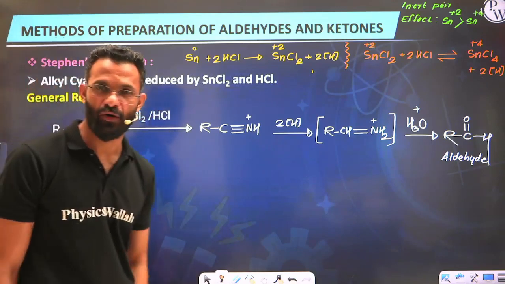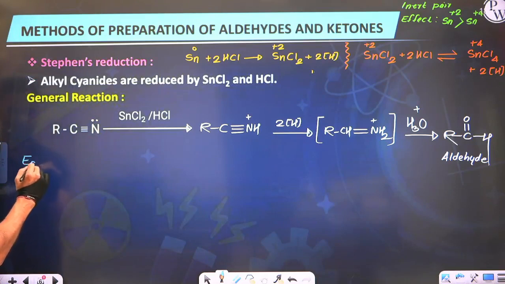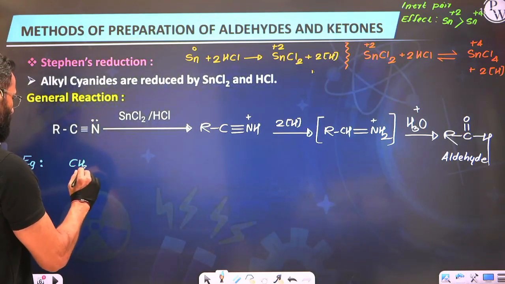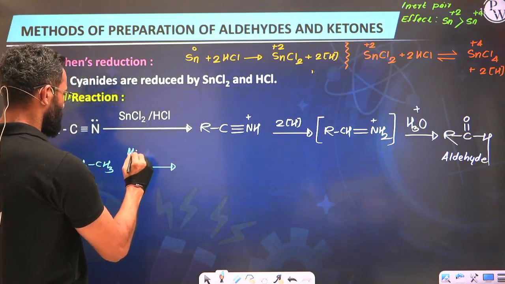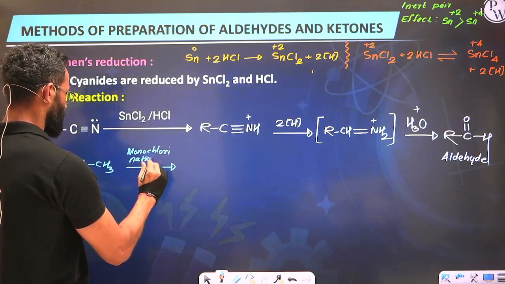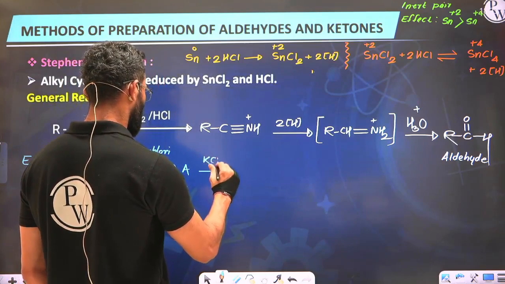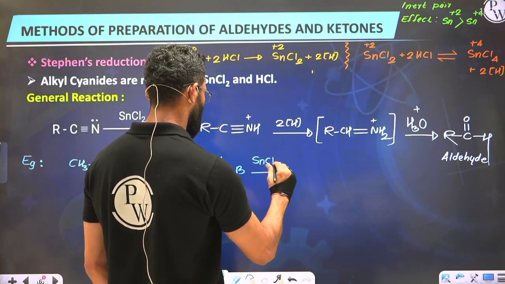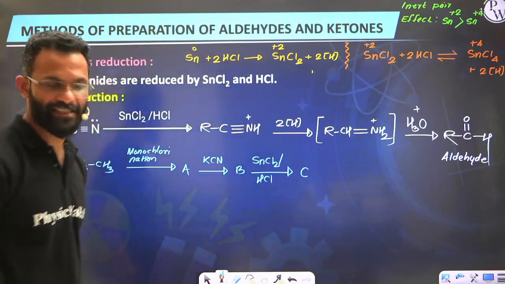Alright everyone. So let's say if the question is given like this. Well, what they've given us is C2H6 subjected to monochlorination to give you product A. This product A is further treated with KCN, forming product B, and this product B is treated with SnCl2 in HCl, giving product C. What your C is, is what we have to identify.